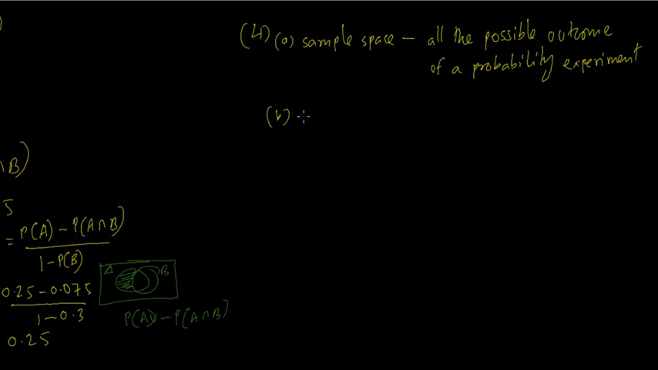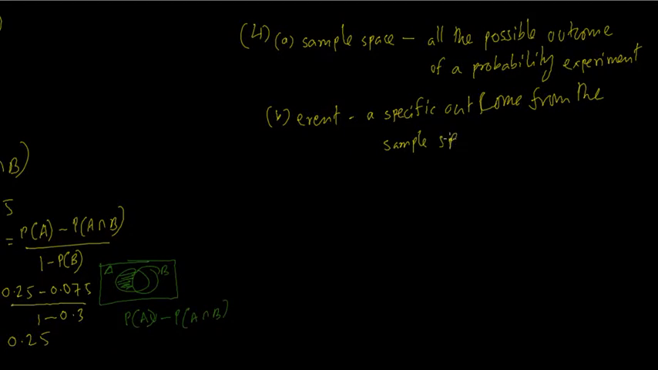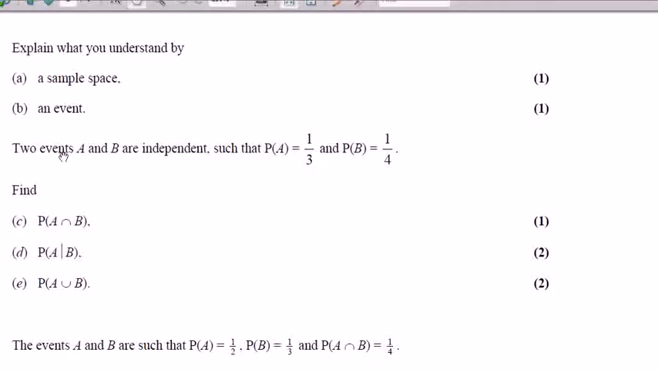In B, the definition of event is a specific outcome from all the possible outcomes. So, a specific outcome from the sample space. That's the definition of an event. Gets back to the sum.